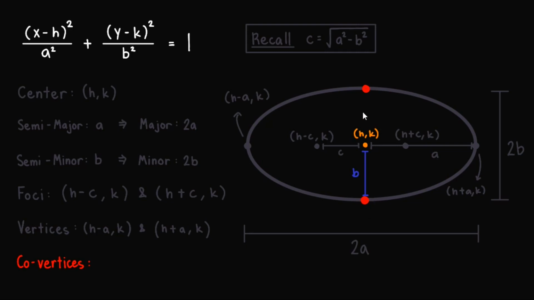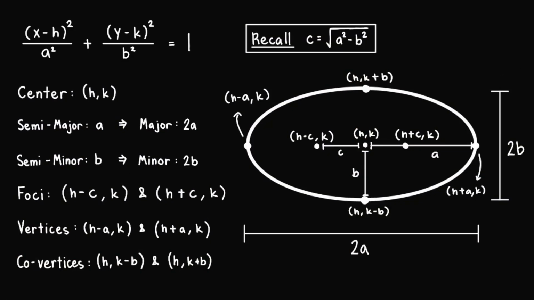This time, since this one is along the y-axis, what we adjust instead is k, the y-coordinate. So we subtract and add b to k. That is, we'll have the point h comma k minus b and the point h comma k plus b. And so these two are the co-vertices of the ellipse. And so we now have a value for each part of the ellipse given just its equation.